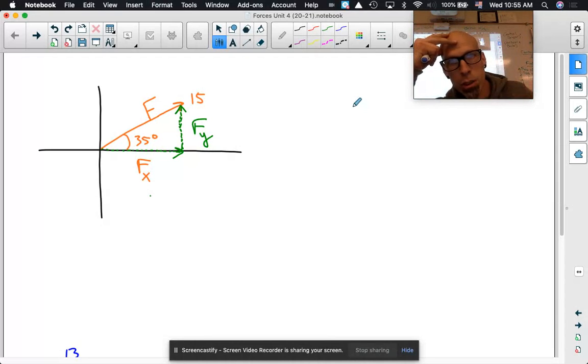Because it's at an angle, some of it is being pulled in the horizontal, and some of it is in the vertical. And so how much is in each? How do you figure this out? In other words, what are the two legs of the triangle that we just made?